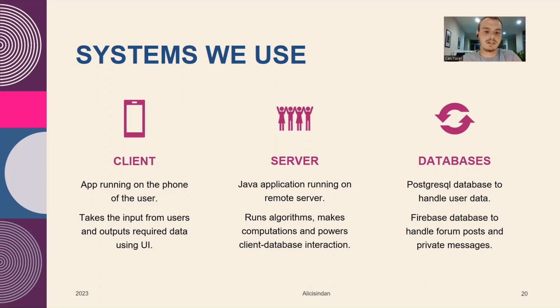The server runs the algorithms, makes the computations, and powers the client database interaction. It mainly takes the data request from the client, pulls the data from the database, and sends it to the client. We have multiple databases. We use PostgreSQL for main data handling, for user listing and password data. And we use Firebase for forum posts and private messages.